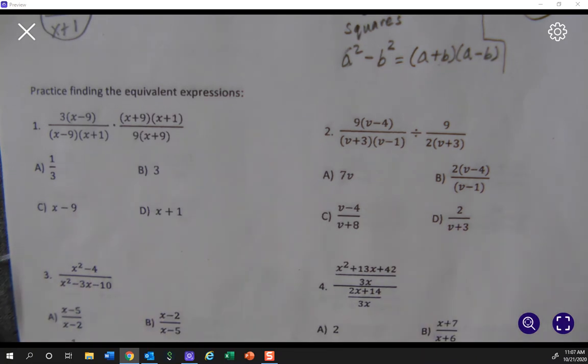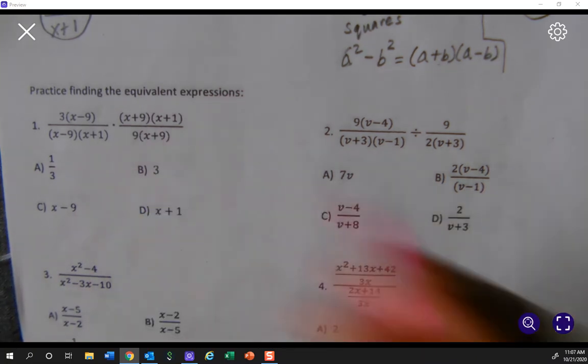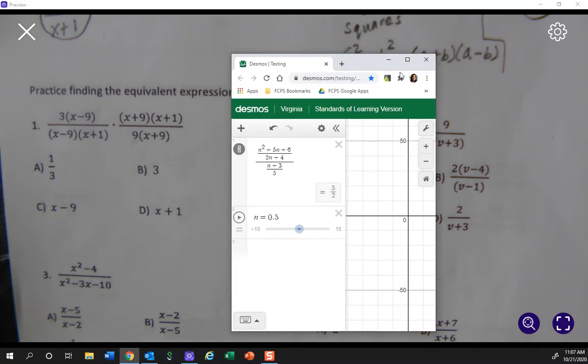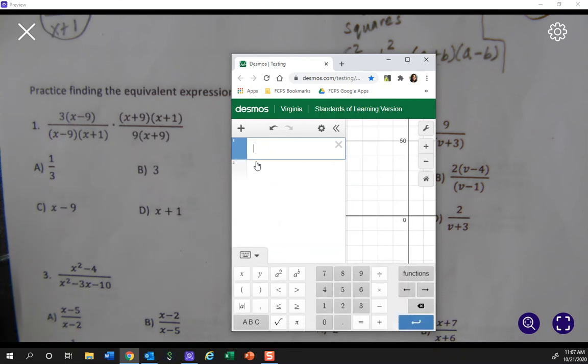For the first one, let's go ahead. Well, here, let me just show you in Desmos how to do these problems, because it'll probably be faster this way. So here, I'm going to go ahead and plug in this problem. So you have here, put your division. So you have 3x minus 9.